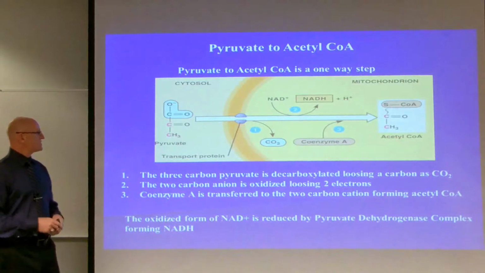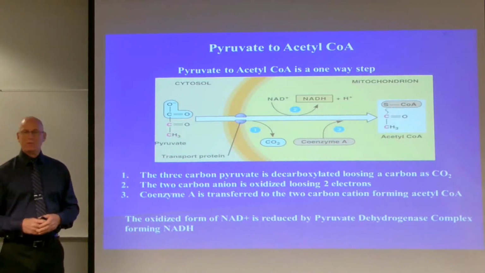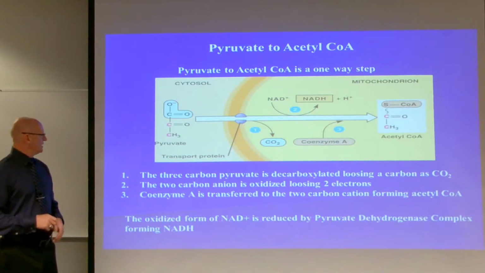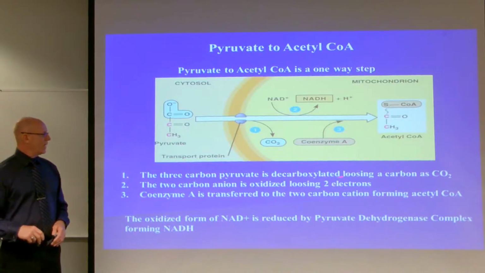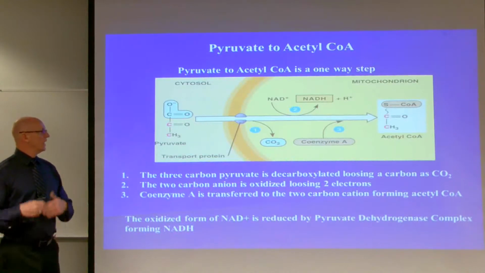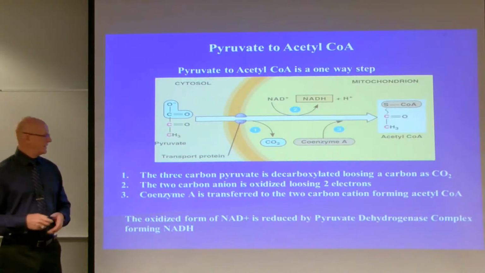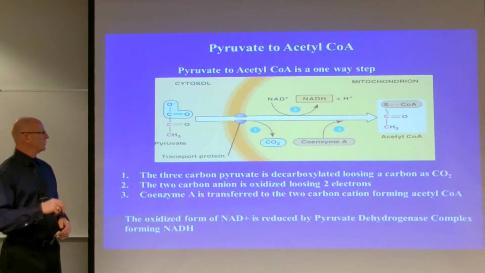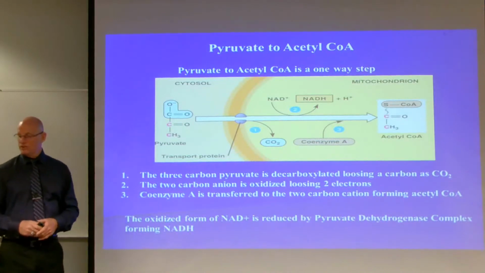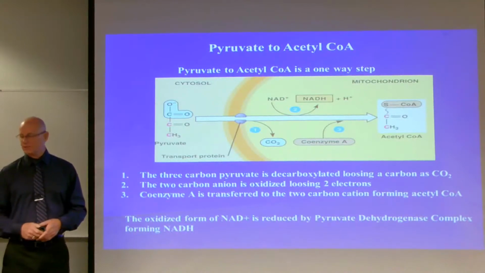So the 3 steps here, this is done with the enzyme pyruvate dehydrogenase complex. It's a 3-step process, and it's a very big complex. And we're not going to go over that at this point, but again, the 3-carbon pyruvate is decarboxylated, losing the carbon dioxide. The 2-carbon anion here will then lose 2 electrons, and that will reduce NAD. And then the coenzyme A is transferred to this 2-carbon cation, forming the acetyl-CoA. And the oxidized form, NAD plus, is reduced by pyruvate dehydrogenase complex, forming the NADH.